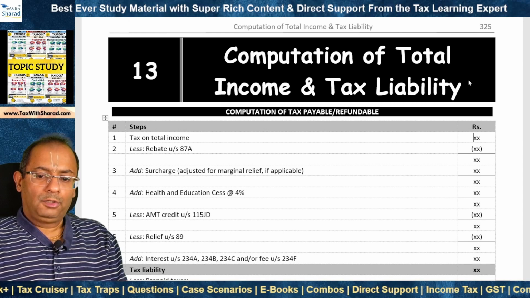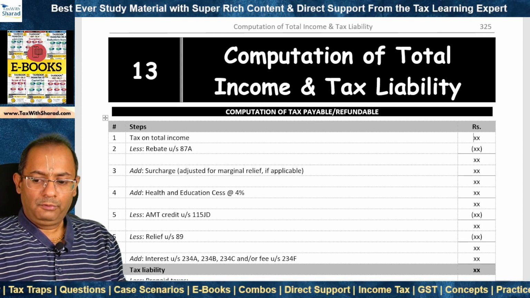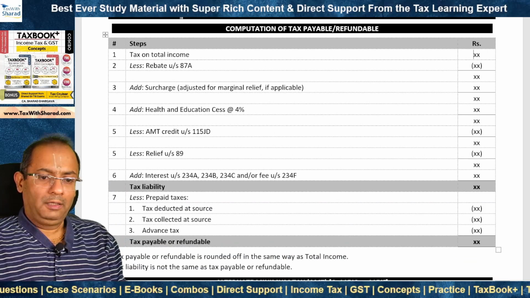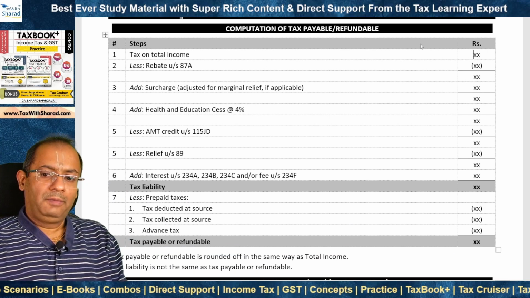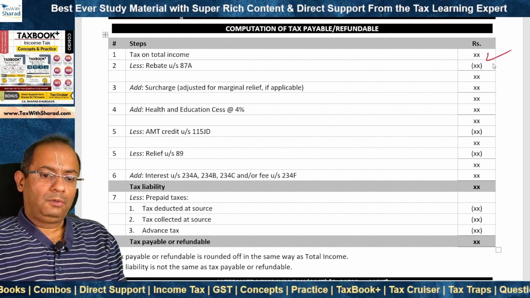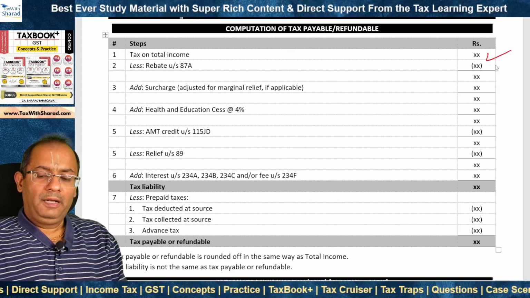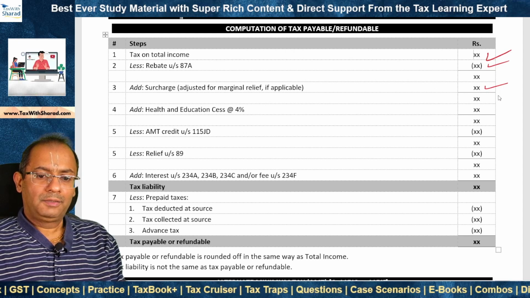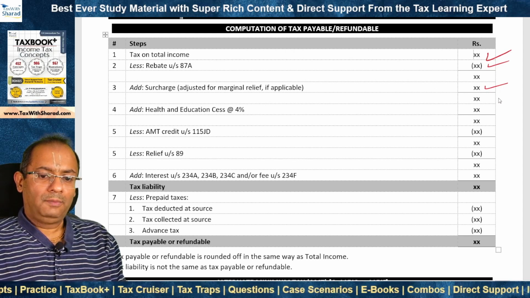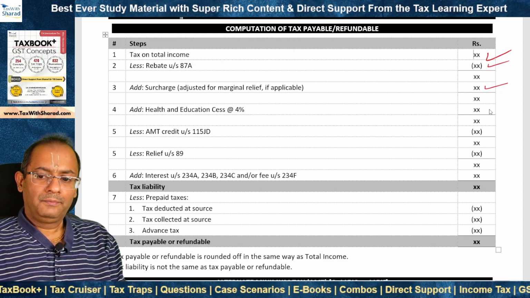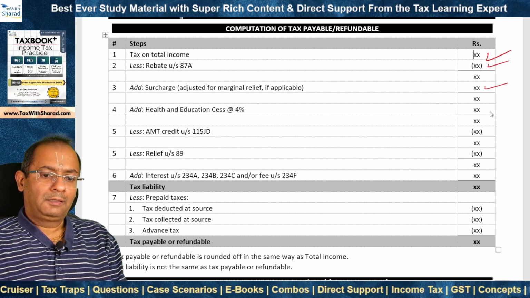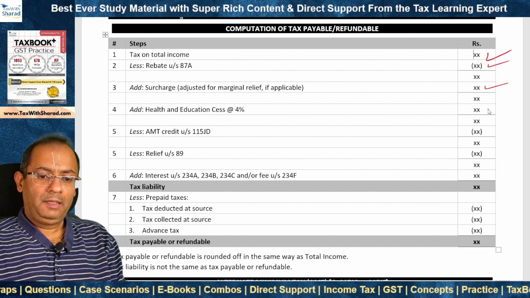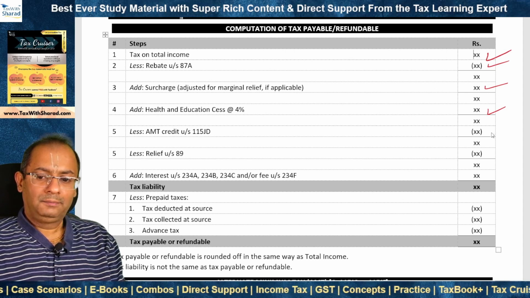We will now look at computation of total income and tax liability, and first we look at computation of tax payable or refundable. What are the steps in brief? We determine the tax on total income. We allow rebate under 87A if available, or we add surcharge if applicable, adjusted for marginal relief if applicable. To the balance, that is tax minus rebate or tax plus surcharge, we add HEC at the rate of 4%.